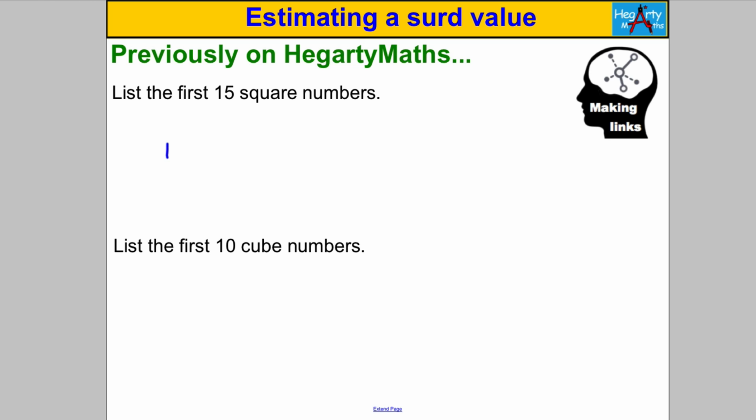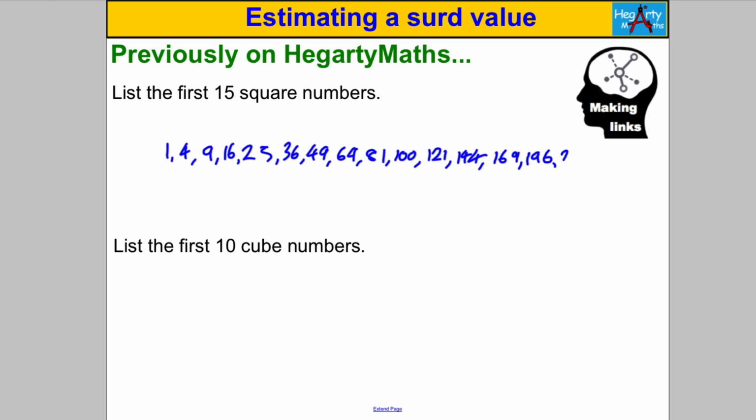Okay, the squares are 1, 4, 9, 16, 25, 36, 49, 64, 81, 100, 121, 144, 169, 196, 225. Could you do it as quickly as I did there? What about the cubes? Do you know them?